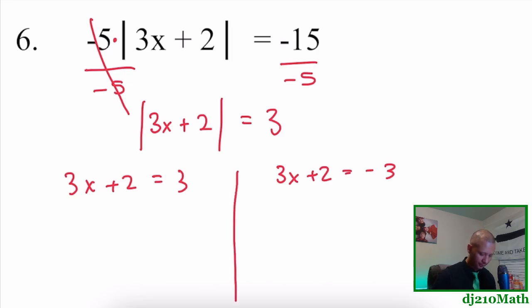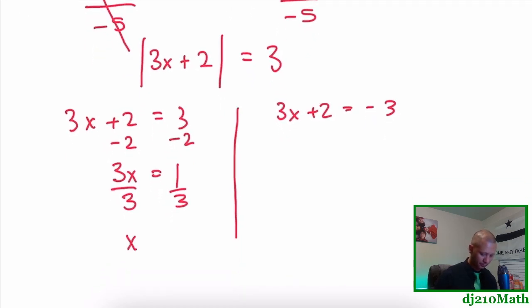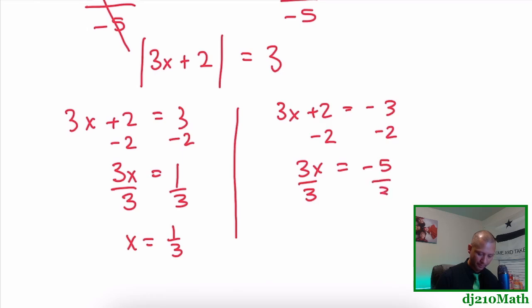All right, on the left, minus 2 from both sides. 3x is equal to 3 minus 2, which is 1. Dividing both sides by 3, x is equal to 1/3. On the right, subtracting 2 from both sides, 3x is equal to negative 3 minus 2. They're both negative, so we're adding, negative 5. Dividing both sides by 3, x is equal to negative 5/3.